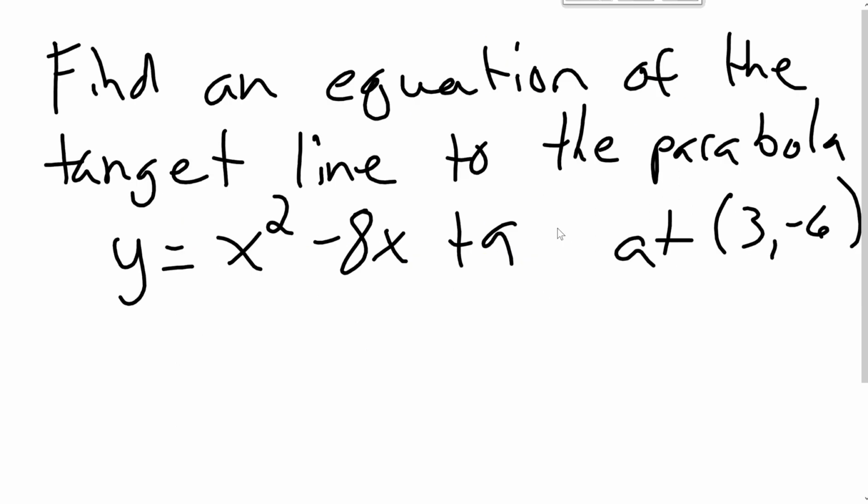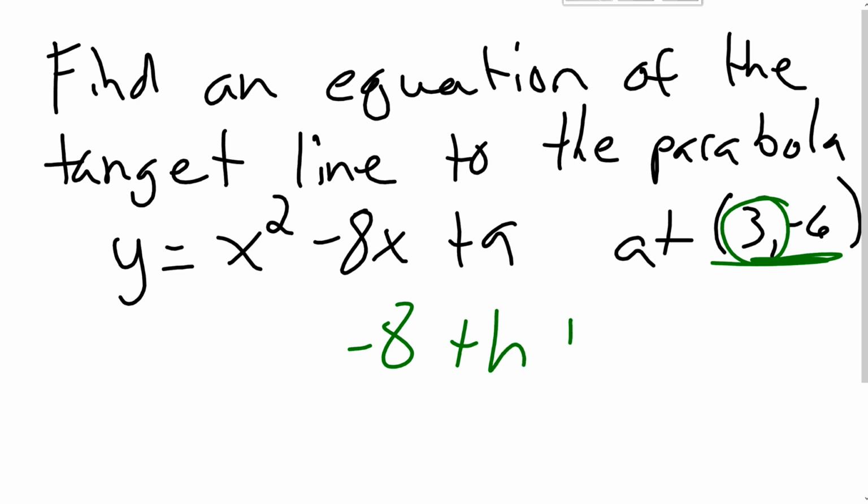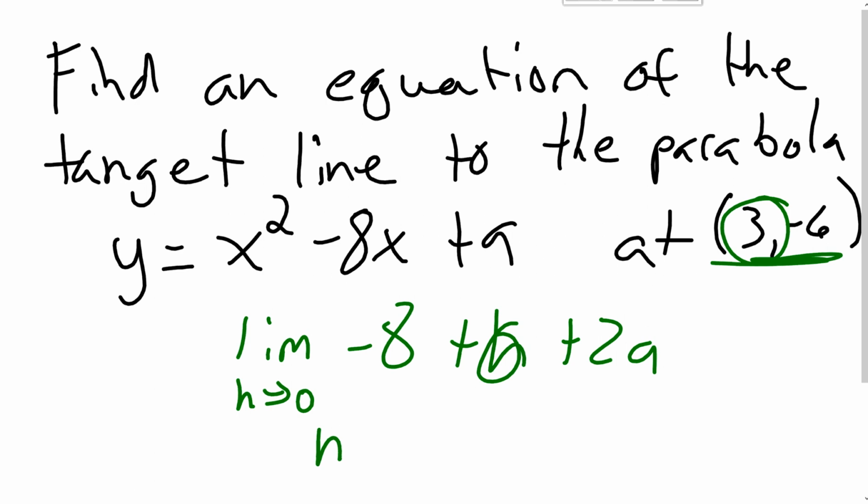So here's another one. It's the same thing. This time it gives you an a right there at 3, so I can use that 3 to plug in for my a. So I had negative 8 plus h plus 2a. Oh, I forgot to take the limit as h goes to 0, so I'm plugging in 0 there. Then for my slope equation, since that's looking for slope, that'd be just 2a minus 8. So then I can plug in my a. I get 6 minus 8, which is negative 2. So there's my slope, negative 2.